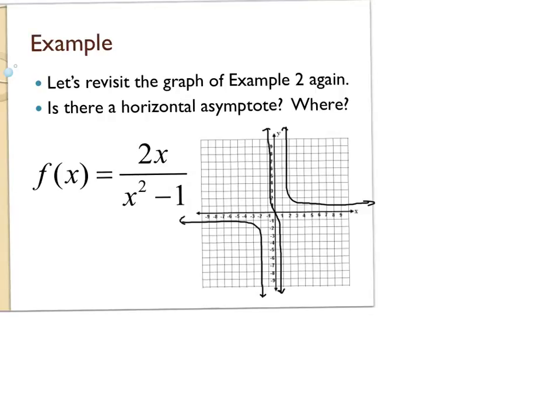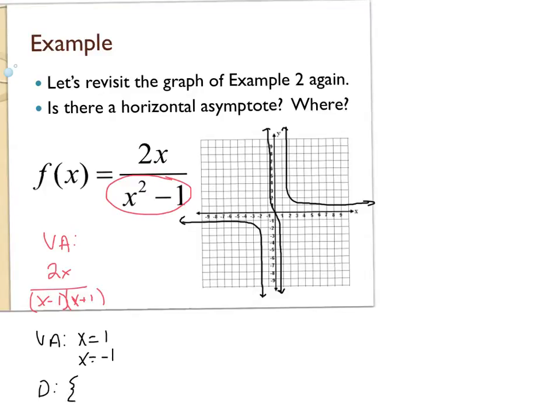So first, what we did for the vertical asymptote is we took our denominator and we factored it. Now, because none of these factors are in the numerator, these are vertical asymptotes. So I have a vertical asymptote at x is equal to 1 and x is equal to -1. My domain is x where x cannot equal 1 or -1. Okay? So notice the domain is not equal to, the vertical asymptote is equal to.